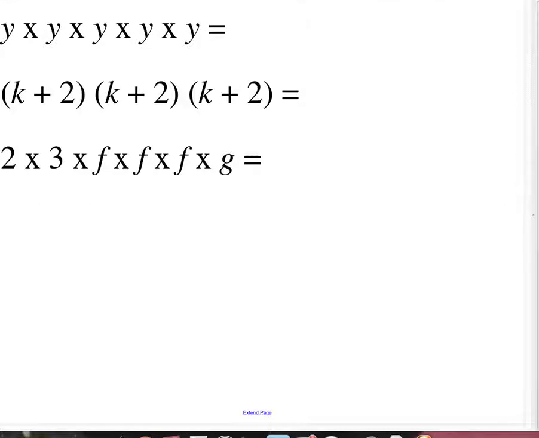Ooh, what about these? This is interesting. Can you tell what the base is? It's the y. That's the base. How many are there? 1, 2, 3, 4, 5. So it's y to the fifth power.